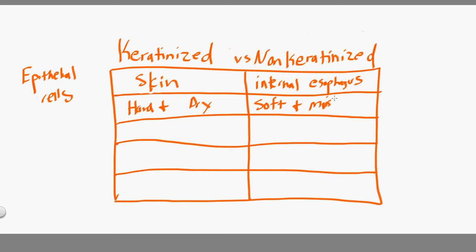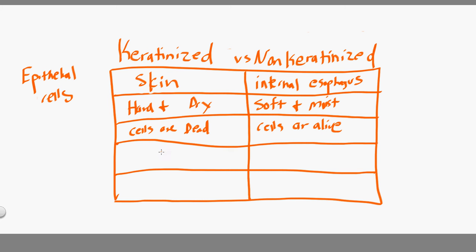Soft and moist. The other difference is that the epithelial cells in the skin, the cells are dead. The cells are dead in our skin. And the cells in the non-keratinized tissue, the cells are alive. That's another difference between keratinized and non-keratinized. And of course, this is making sense.